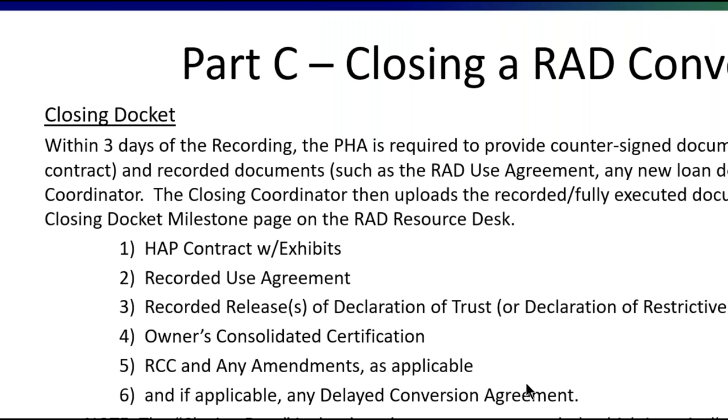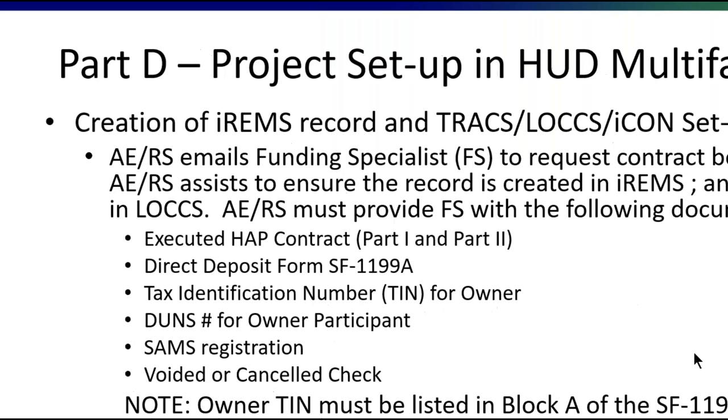And then the closing coordinator uploads the recorded and fully executed documents listed below to the closing docket milestone page. That will include the HAP contract with any exhibits as appropriate, recorded use agreement, recorded release of declaration of trust, owner consolidation certification, the RCC, and any amendments if applicable, and delayed conversion agreements, if that's applicable as well. The closing date documents are recorded usually within 1 to 3 days after HUD signs, after all the signatures.